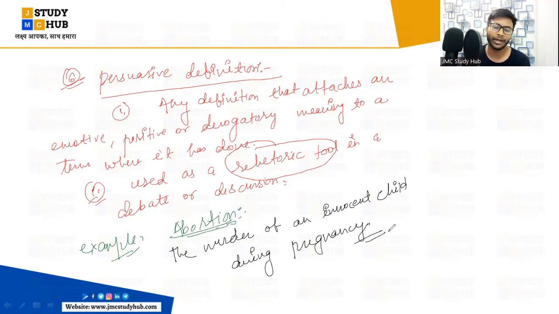This is what you are persuading your group with, the murder of an innocent child during pregnancy is called abortion. You are explaining to the opposing group the meaning of abortion that you are telling, right? That is the rhetoric tool you are using in a debate or discussion to make the term better understood. That is the derogatory meaning or the positive or emotive meaning attached here. That is to be known as a persuasive definition. Is it all clear? Everybody, it is clear? Very good. Chaliye.